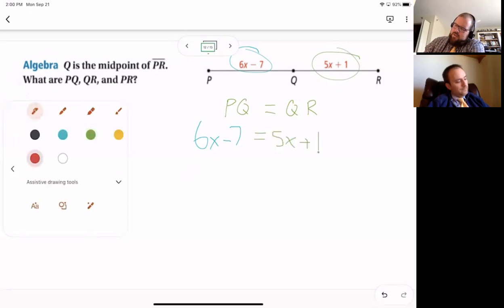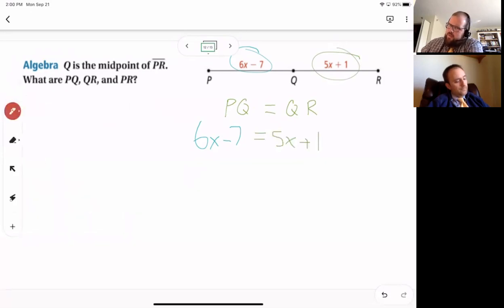Now this looks weird because I've got an x on both sides, but I remember that I can just use the same rules to move things around. So I could do like minus 5x and minus 5x. I'm lining those up under the x's so that we remember that those are the like terms. We're left with 1x minus 7 is equal to 1. And then that seems pretty quick to solve.